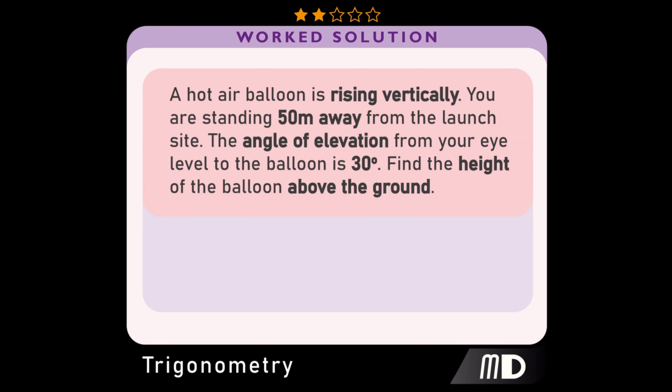Now, in this video, we're going to answer the following question. A hot air balloon is rising vertically. You are standing 50 meters away from the launch site. The angle of elevation from your eye level to the balloon is 30 degrees. Find the height of the balloon above the ground.